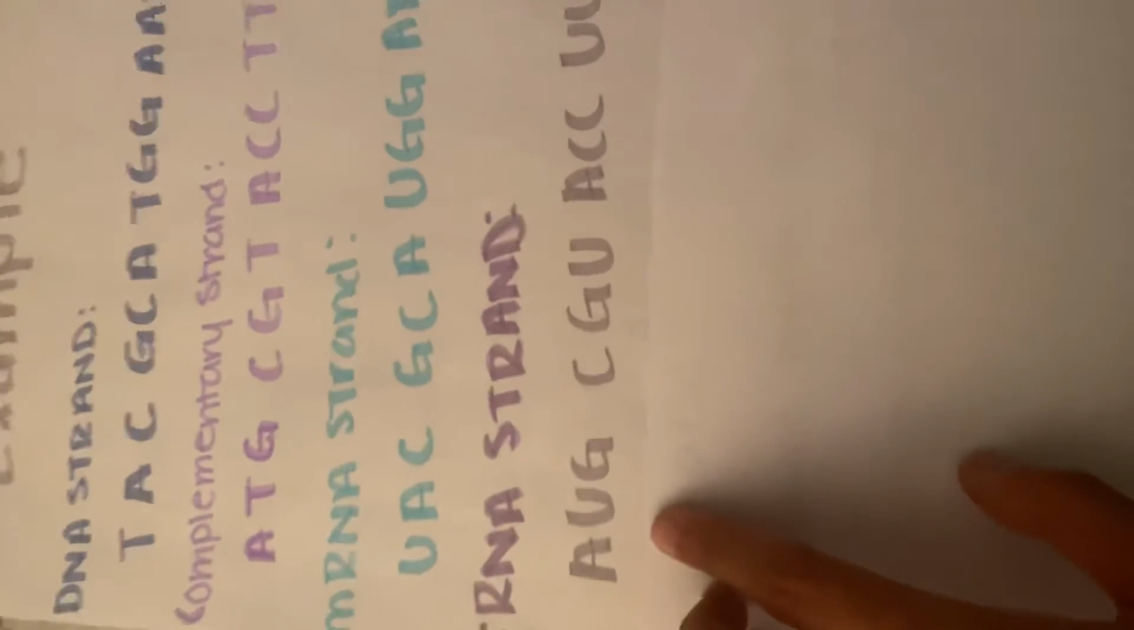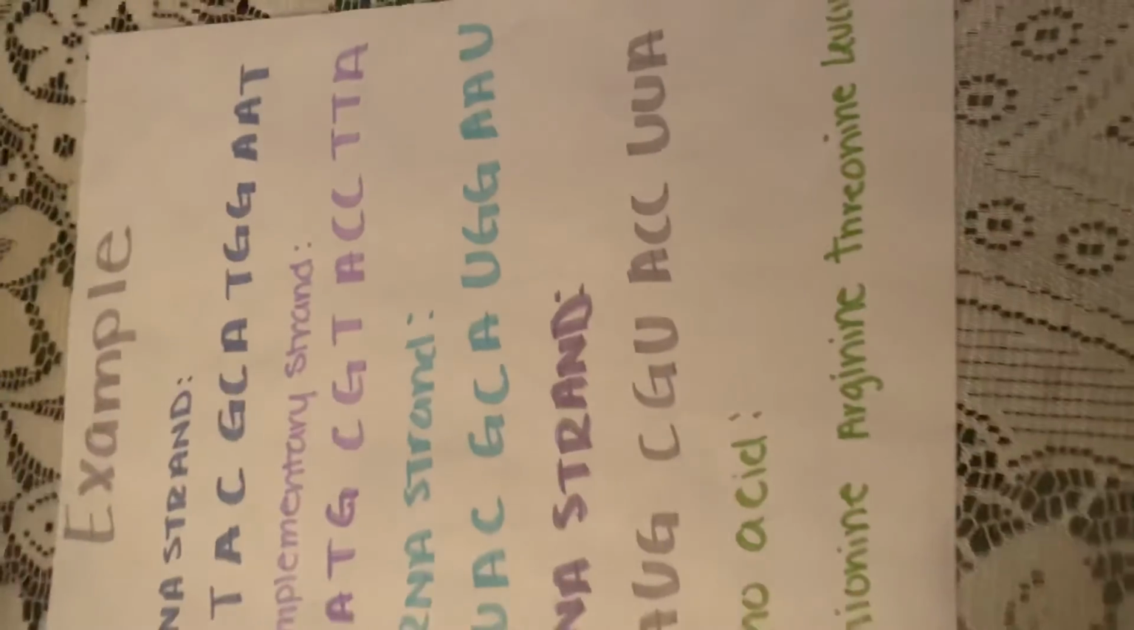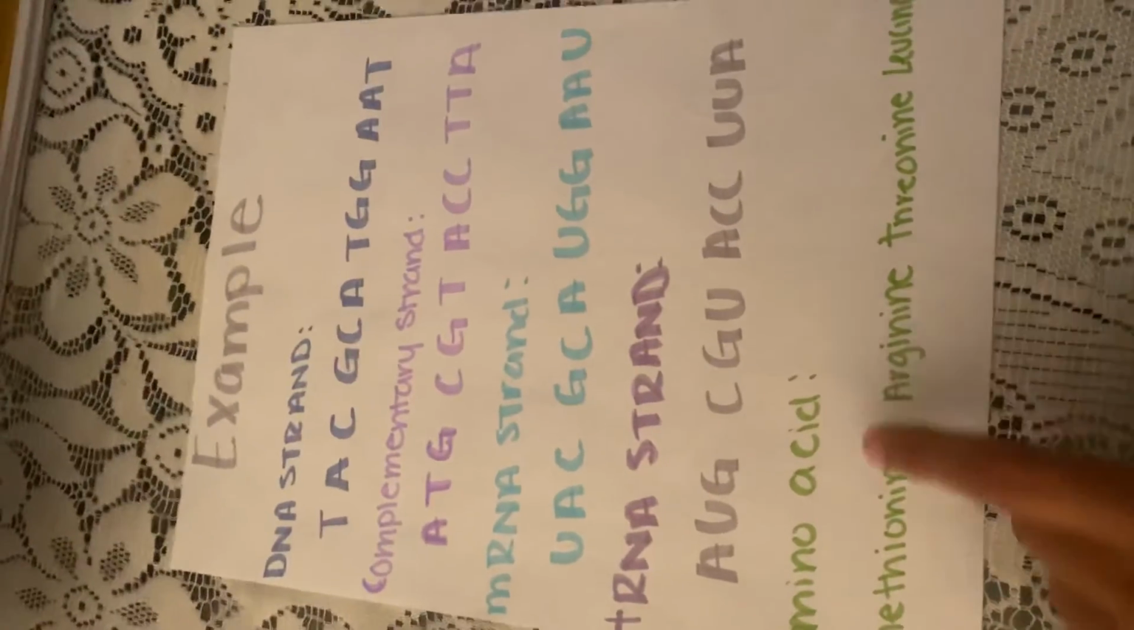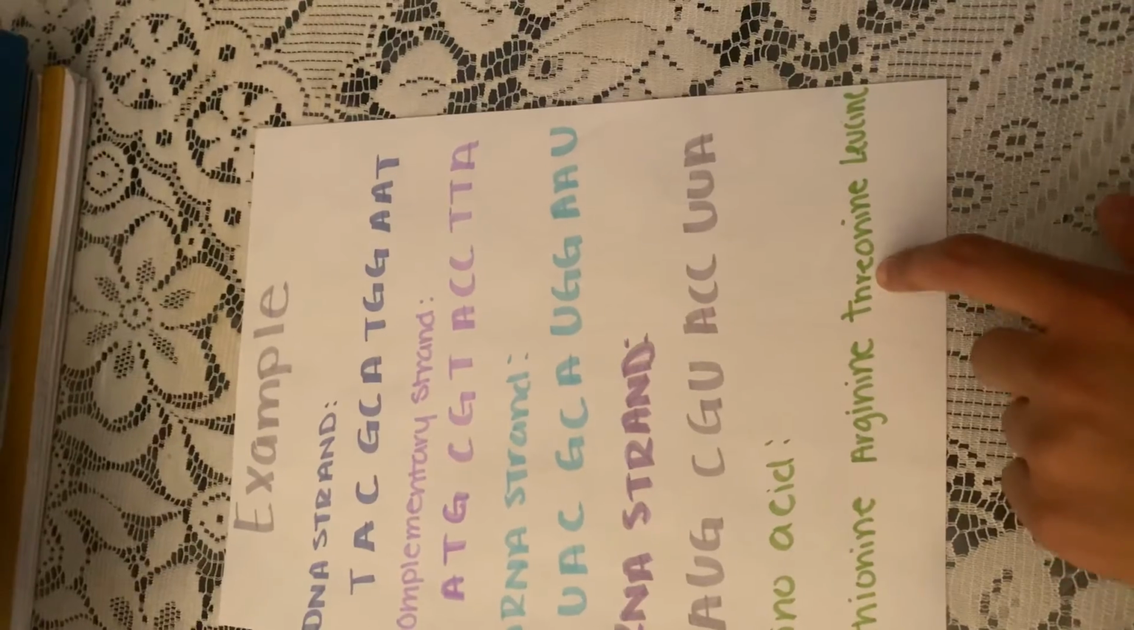So we will start with this first one, which would be AUG, which we will find here, which is methionine. You will continue to look for each codon on the amino acid chart, and the end result will be methionine, arginine, threonine, and leucine.